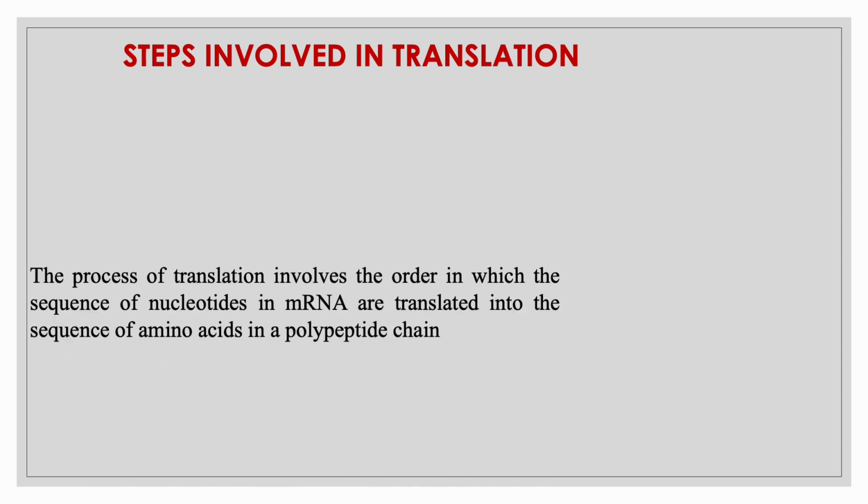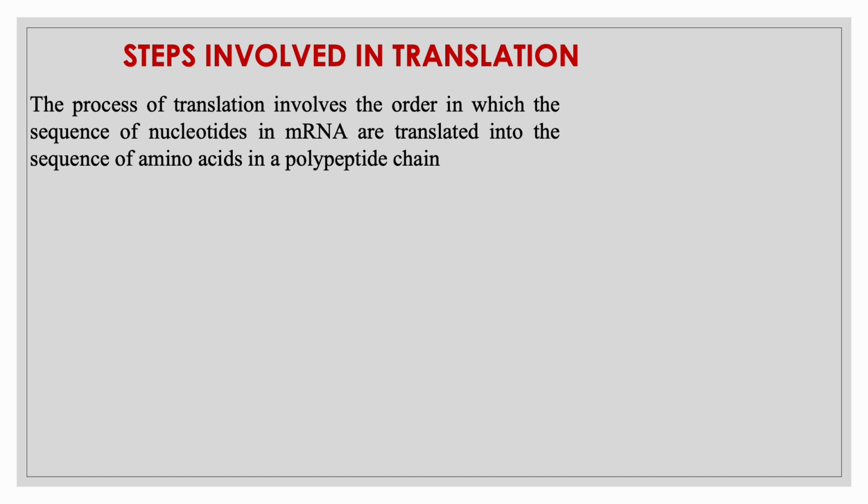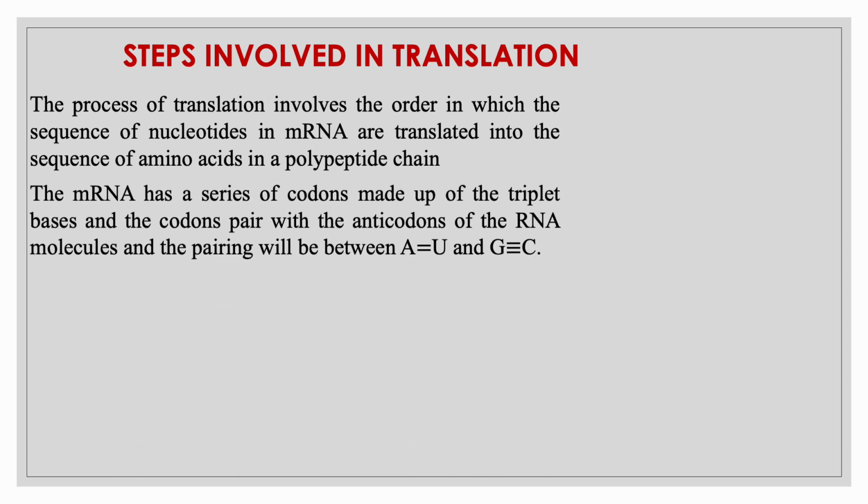So, let us see the steps involved in the translation process. The process of translation involves the order in which the sequence of nucleotides in mRNA is translated into the sequence of amino acids in a polypeptide chain. The mRNA has a series of codons made up of triplet bases, and the codons pair with the anticodons of the tRNA molecules. As you all know, in RNA, in place of thymine, uracil is present. So, the pairing will be A to U and G to C.